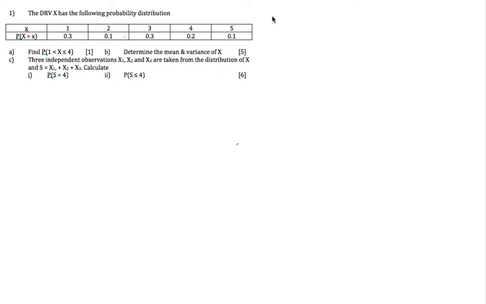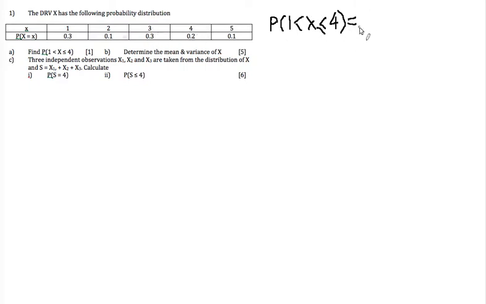Okay, so question 1. The discrete random variable x has a probability distribution as defined in this table. So we are asked to find the probability that 1 is less than x is less than or equal to 4. Fairly straightforward question this. We can't be equal to 1 because it's a strict inequality, but we can be equal to 2 or 3 or 4.